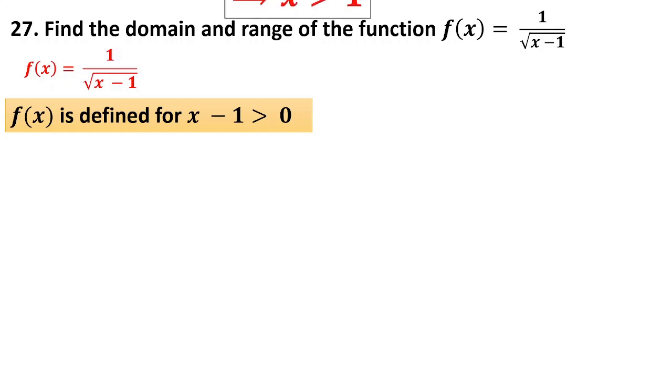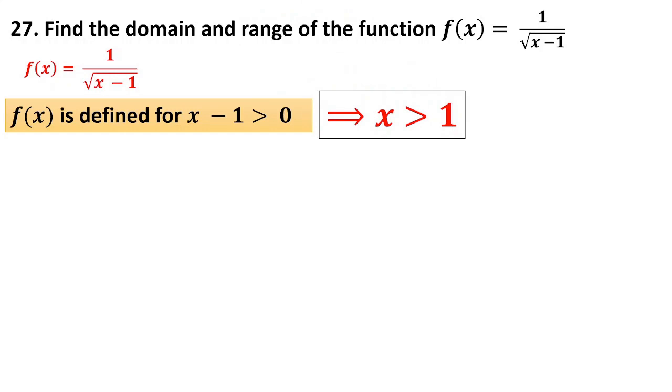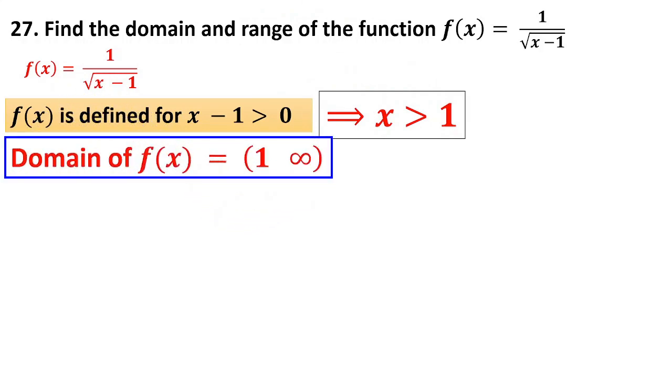What is the meaning of x minus 1 greater than 0? x is greater than 1. Therefore, it is from 1 to infinity. Be careful. Greater than 1, therefore 1 is not included. Open interval 1 to infinity. This is the domain. Let us go to the range.